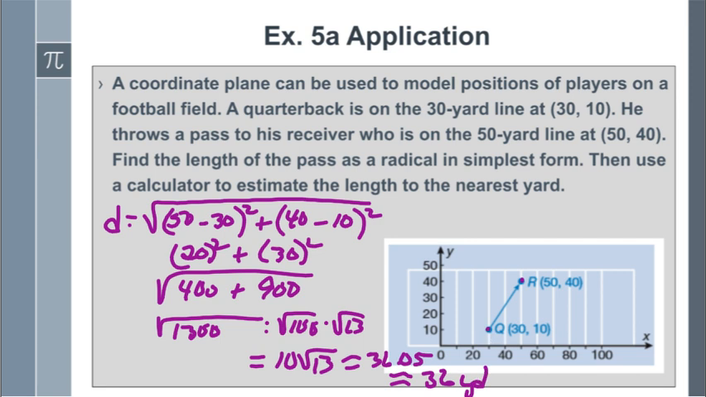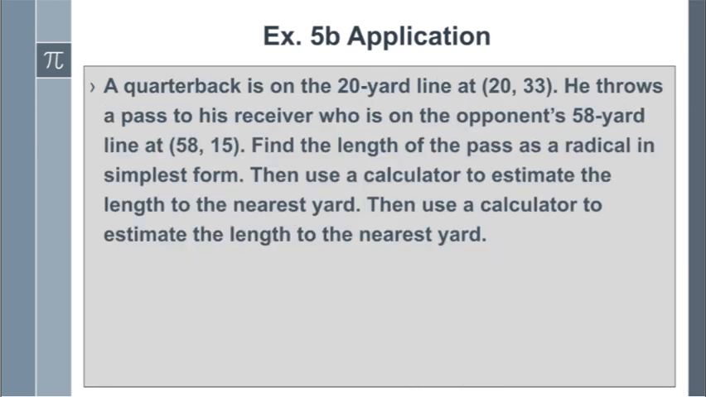And our last one. The quarterback is on the 20-yard line at 20, 33. He throws a pass to his receiver who is on the opponent's 58-yard line at 58, 15. Find the length of the pass as a radical in simplest form, then use a calculator to estimate the length to the nearest yard. I take my distance formula, plug our numbers in.